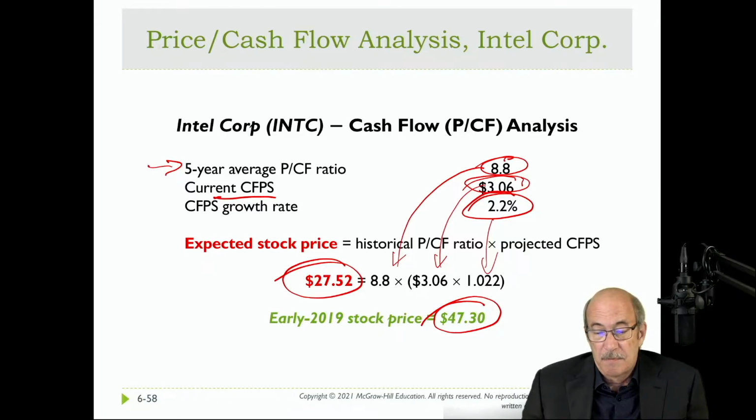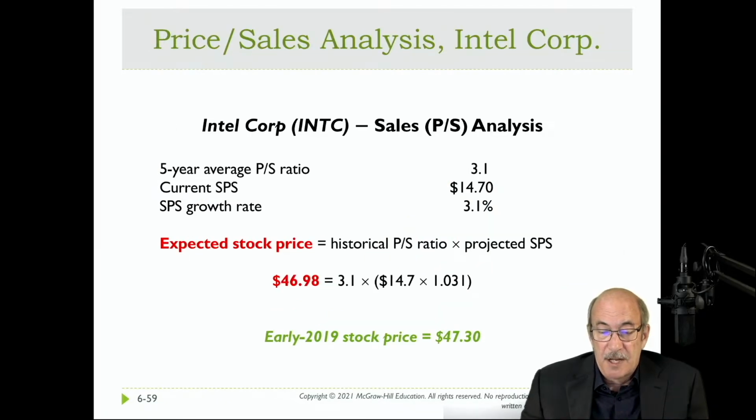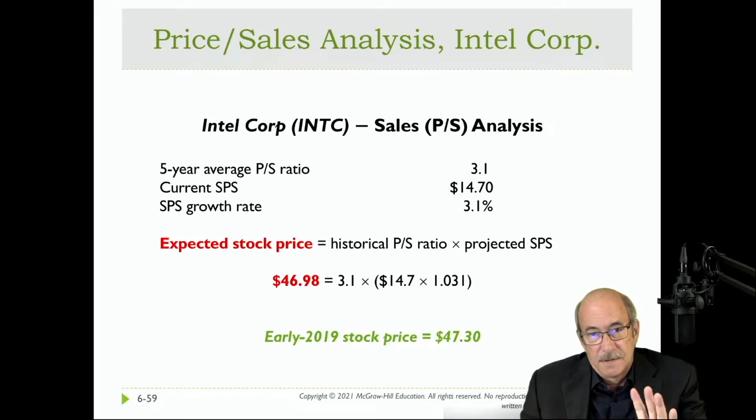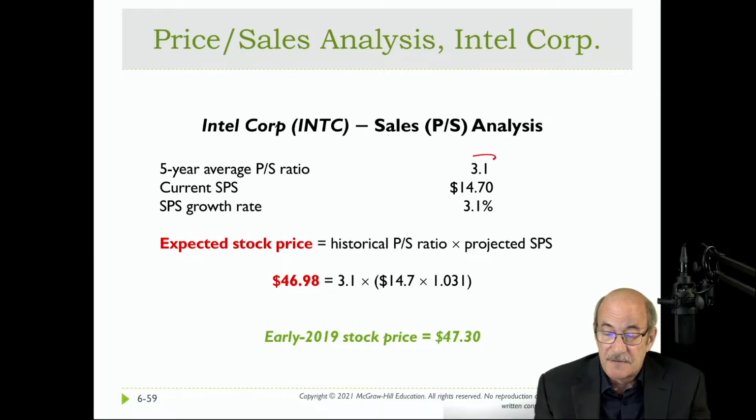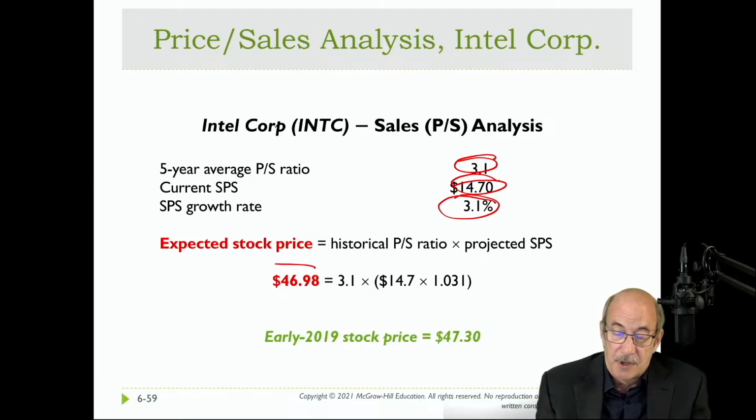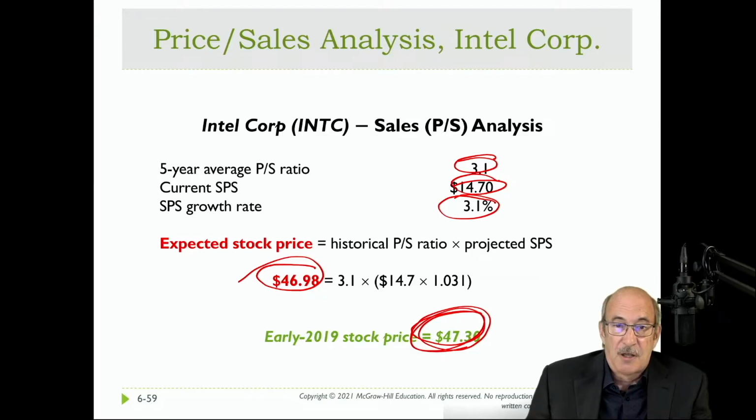Now that looks like it could be quite a bit lower, so maybe Intel is overvalued by a considerable amount. And then finally, using price to sales, which again, this is internally inconsistent, but people still use it, unfortunately. And again, our last 5 years average was 3.1. Current price to sales is 14.7, and the expected growth rate is 3.1%. Do the math, and we come up with something very close to Intel.